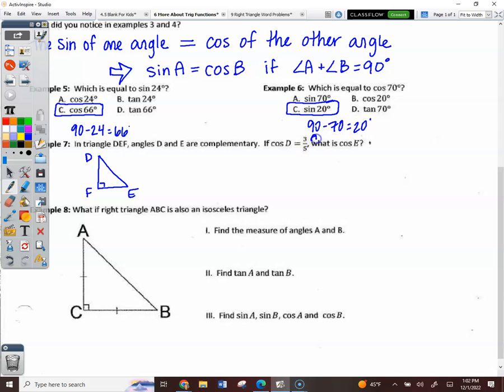So this is the adjacent and this is the hypotenuse. Adjacent to D, right? So go to D. Your hypotenuse is 5, and then right next to D is 3. But they want cosine of E. I don't know what's next to E, so I have to use the Pythagorean theorem. Well, good thing this is a Pythagorean triple, and it's going to be 4.